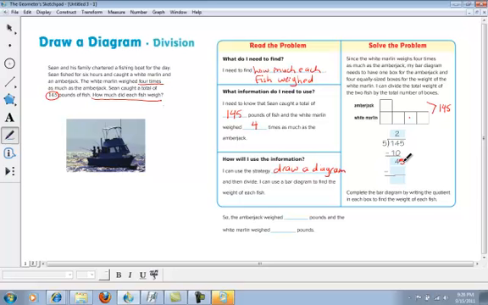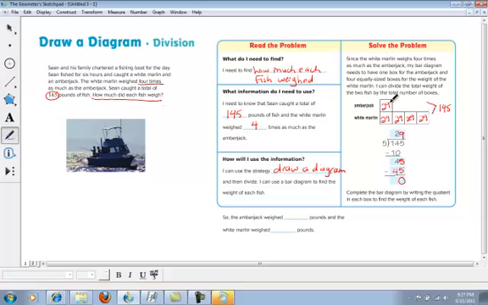If I'm putting 45 ones into 5 groups, that means I'm going to have 9 ones in each group, and I'm going to use up all 45 of my ones because 5 groups of 9 is 45. So I have 0 ones left over. So that means that each one of these boxes has a value of 29 pounds.